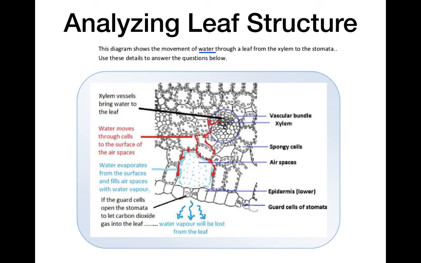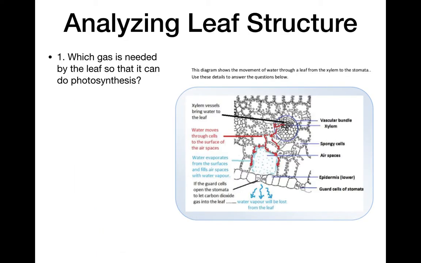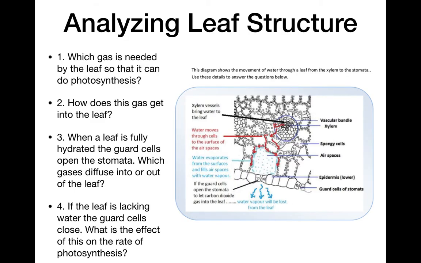It's going to move through the cells to the thicker cells up here, the palisade mesophyll, through the spongy mesophyll, out here towards these open spaces. It's going to be absorbed by cells along the way. That water will then evaporate from the surface because of heat and will be let out if the guard cells are open of a stomata. If the guard cells are closed, it's not going to be let out. So use that information and answer these questions. Pause the video, answer the questions.